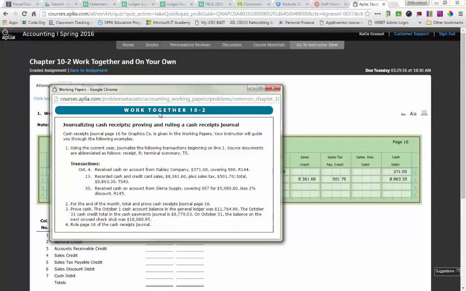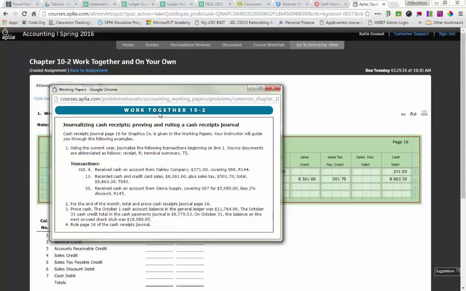Excuse me. Now the third transaction here, the 30th. The third type of transaction we're looking at is basically we are receiving cash from a customer, Sierra Supply, and it's covering S97 for $5,989 less a 2% discount. So a couple things we have to realize. Okay, this is just like the example I talked about in class.